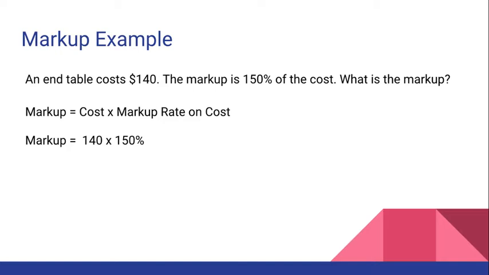So again, we are going to do our cost plus our markup. If you remember when we did the markup example for this one, we got that the markup was $210. So we're going to add 140 plus 210. So if you were to go buy this end table, it would cost you $350. That would be the price that you would be paying for this end table.